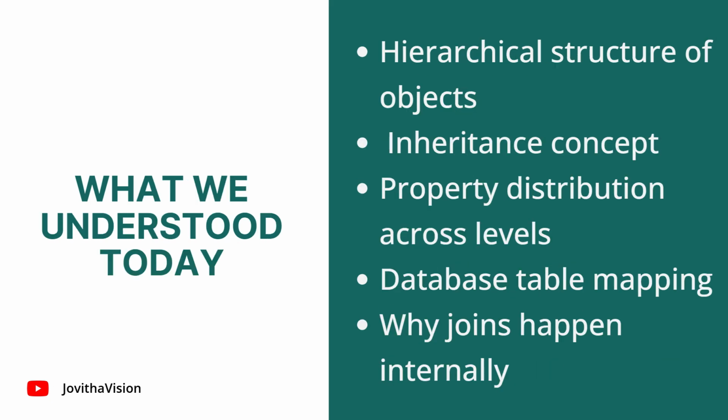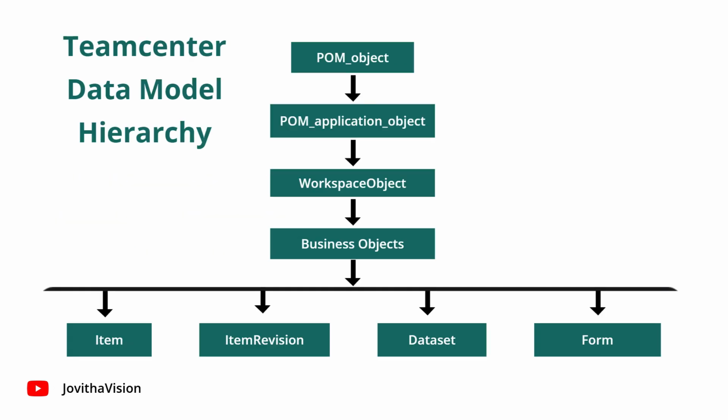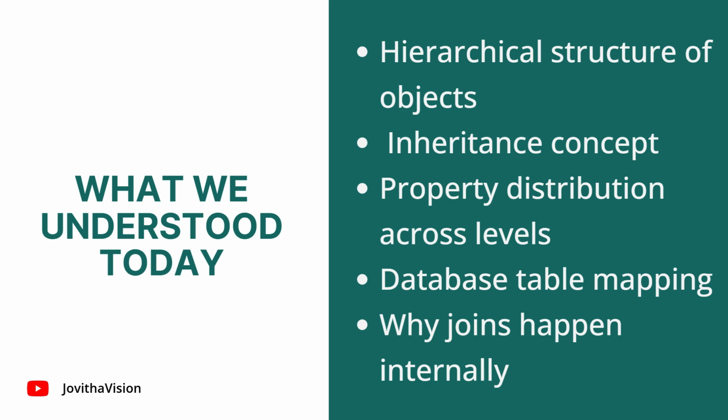So today we clearly understood the foundation of Teamcenter, the data model hierarchy. We saw how the POM object flows into the POM application object, then into the workspace object, and finally into business objects like item, item revision, and dataset. We connected this structure to the database layer and understood why joins happen and how properties are distributed. Now the data model should no longer feel abstract. It should feel structured and logical. This foundation is very important because everything else in Teamcenter is built on top of it.